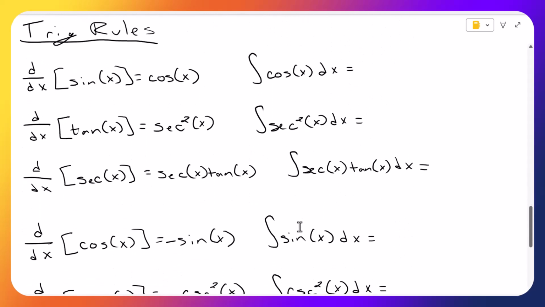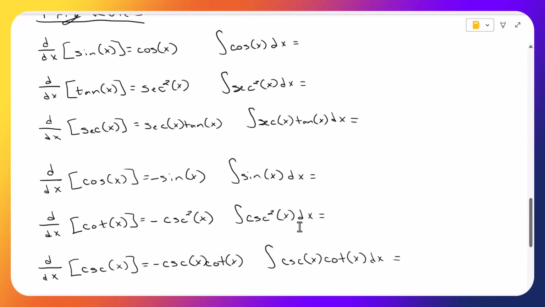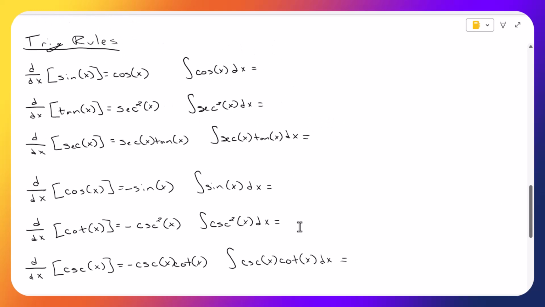Now our trig rules. We have a lot of trig rules, and we have 6 big trig rules that I'm giving you now. The derivative of sine is cosine, so the antiderivative of cosine is going to be sine of x plus c. The derivative of tangent is secant squared. The antiderivative of secant squared is going to be tangent plus c, and so on.